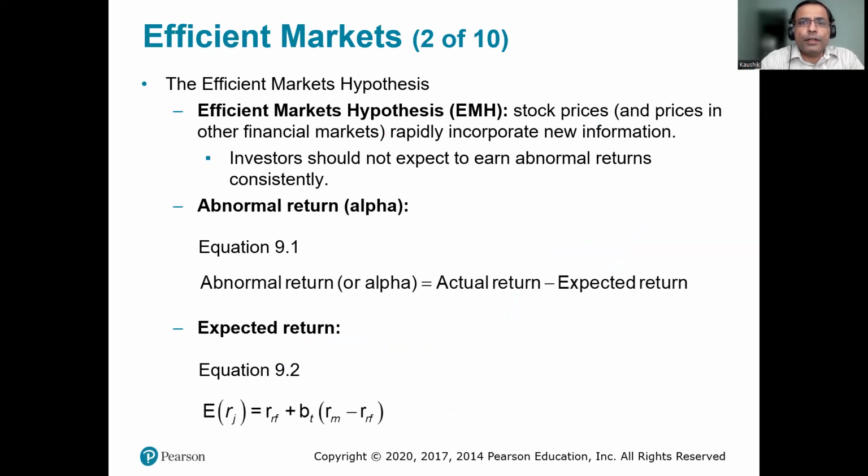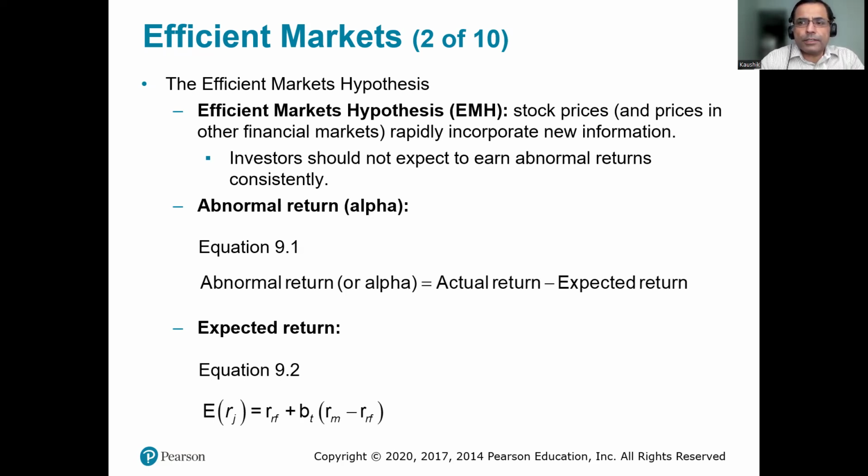So what is the implication of efficient market hypothesis? So it says that the stock market incorporates any new information quickly into the stock price, because of which investors cannot expect to earn abnormal returns on a long-term basis. So what is abnormal return? It is the difference between actual return and expected return.